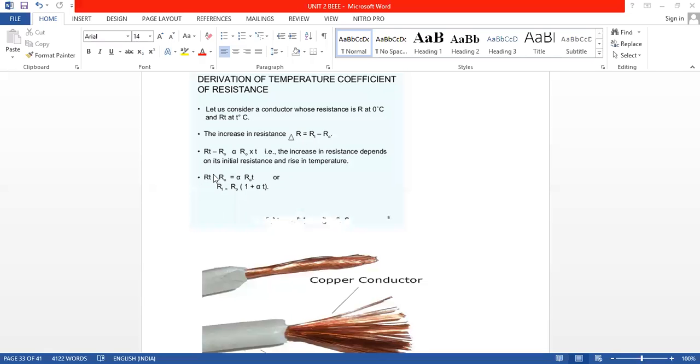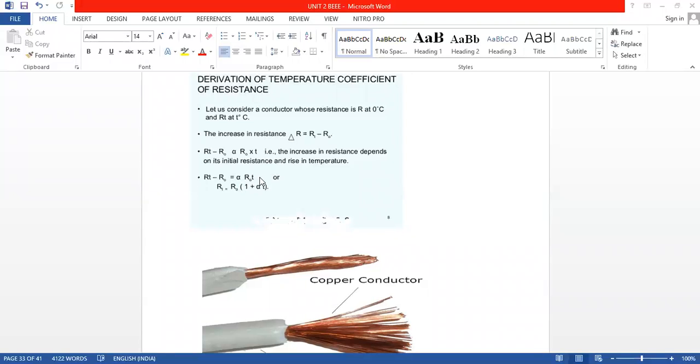The change in the value of resistance is directly proportional, and we can take it directly, assuming it is a constant. I am saying this is the constant of proportionality, alpha, a certain constant value. So the change in the value of resistance is equal to a certain constant, alpha, into R naught into T.